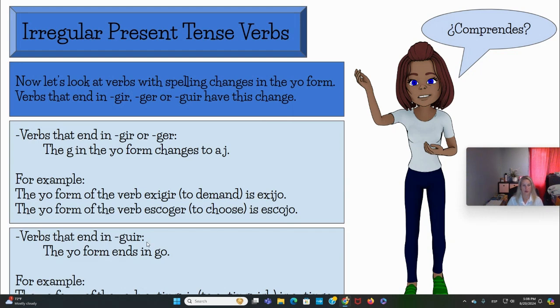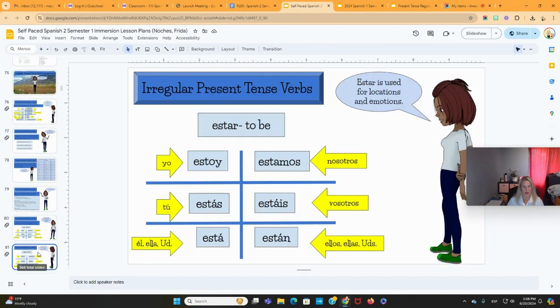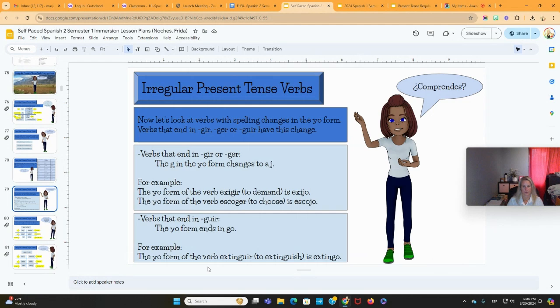Verbs that end in GUIR, the yo form ends in go. For example, let me go out of that mode so you can see because that one's cut off. To extinguish, extinguir, is extingo.